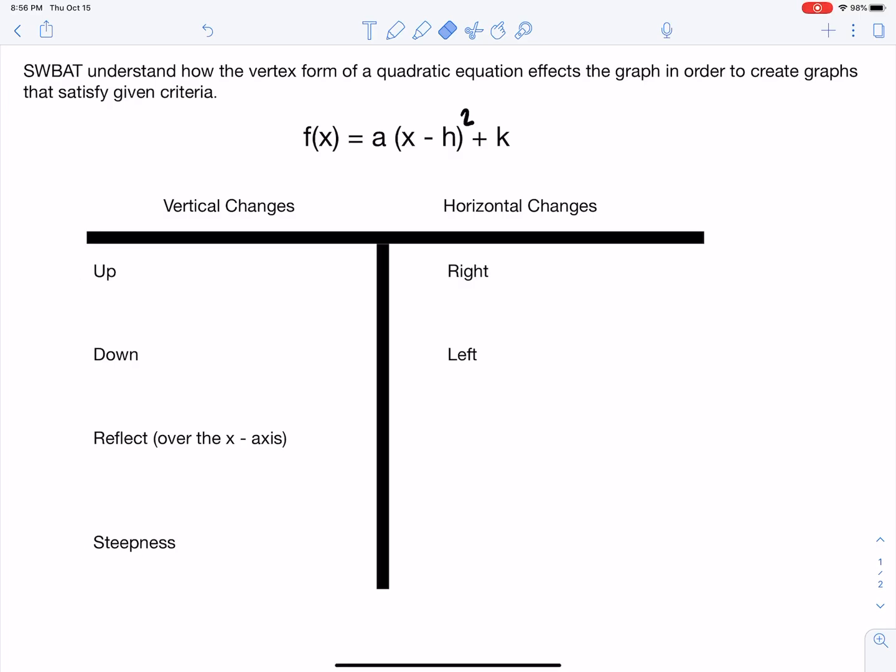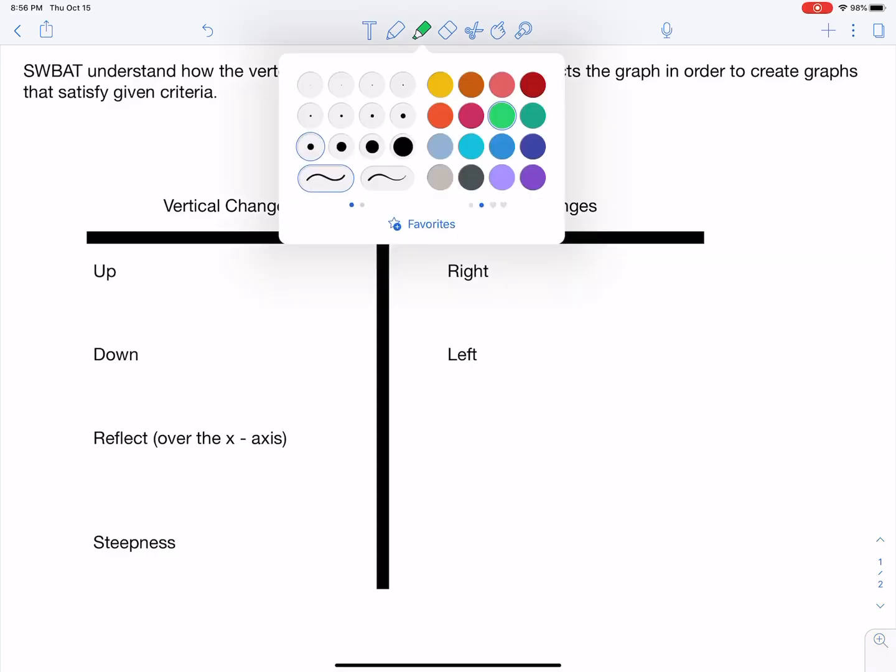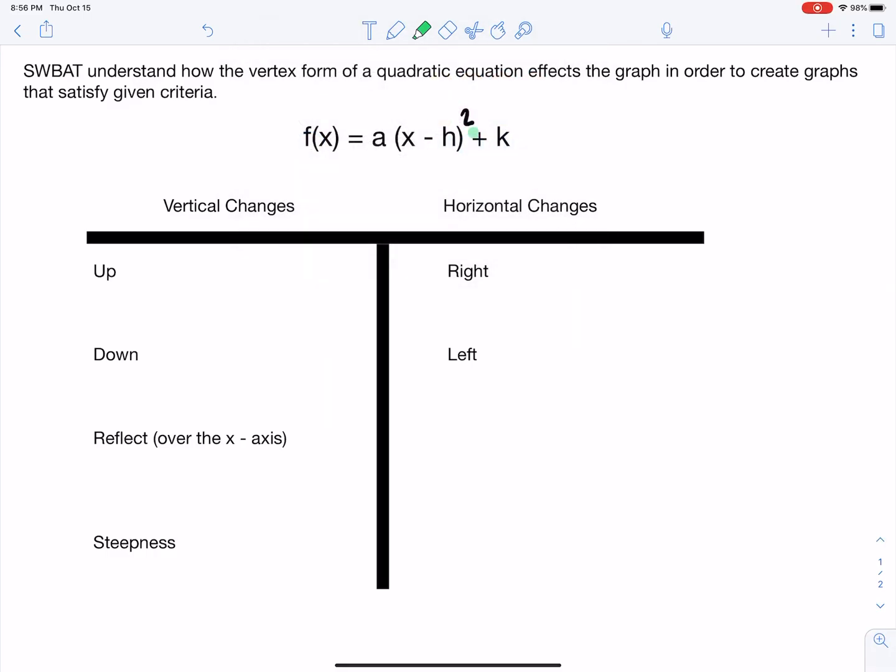Okay. So first, let's talk about up and down. Up and down both use k. So if I change the k value, that technically changes the y value of my vertex. And if I change the y value, I'm going to go up or I'm going to go down. Changing the k will move the graph up or down depending on what you want.